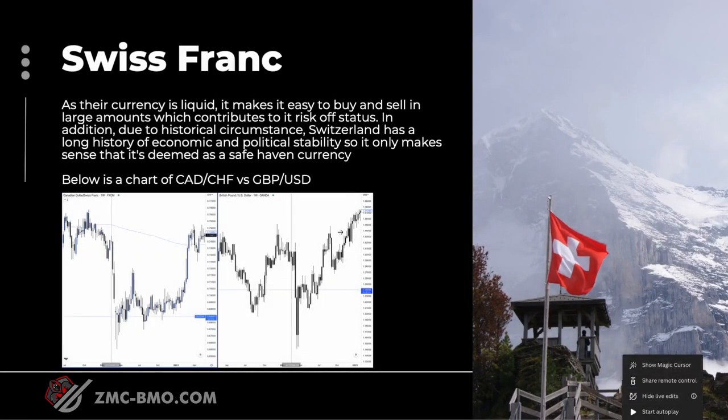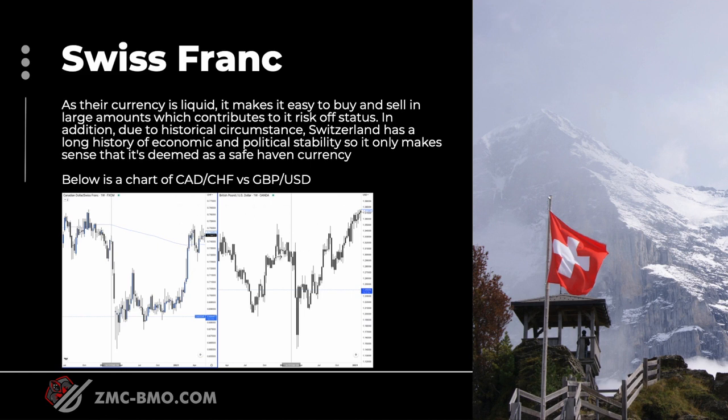So Swiss franc. As their currency is liquid, it makes it easier to buy and to sell in large amounts, which contributes to risk-off status. In addition, due to historical circumstance, Switzerland has a long history of economic and political stability. So it only makes sense that it's deemed a safe haven currency. And below is a chart of CAD Swissy versus GBP USD.